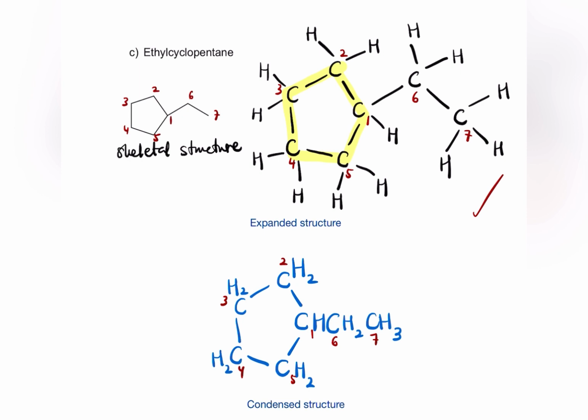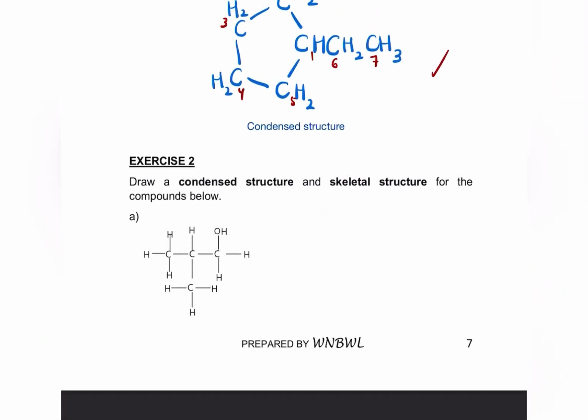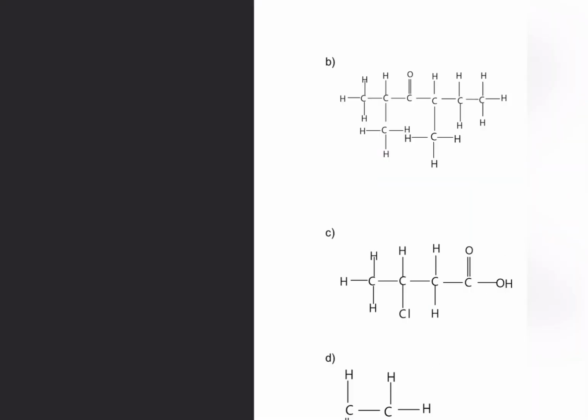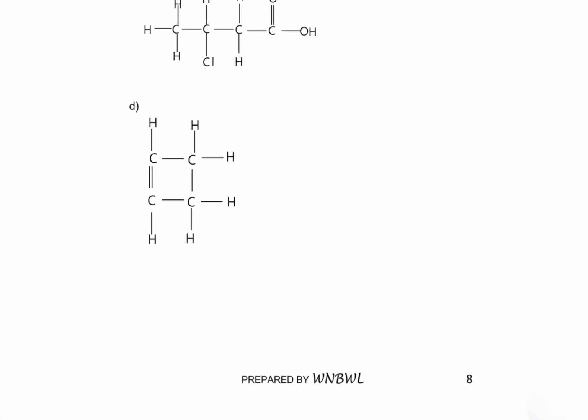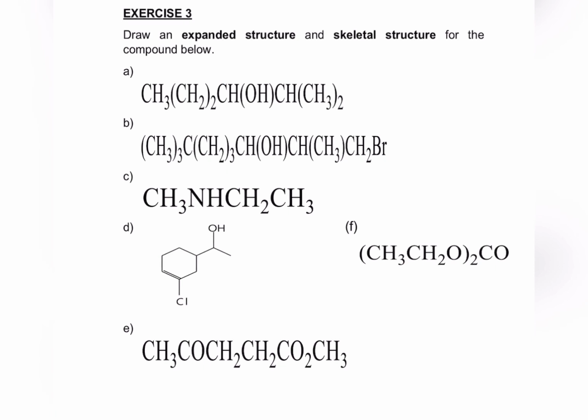So that's how you draw the condensed structure for a molecule that has a ring form, just like this one, a special ring form. I hope you are clear with these 3 examples so that you can attempt to answer exercise 2 in your notes. And also, for exercise 3, you can try to draw the expanded and skeletal structures for all these condensed structures given for each of the molecules.